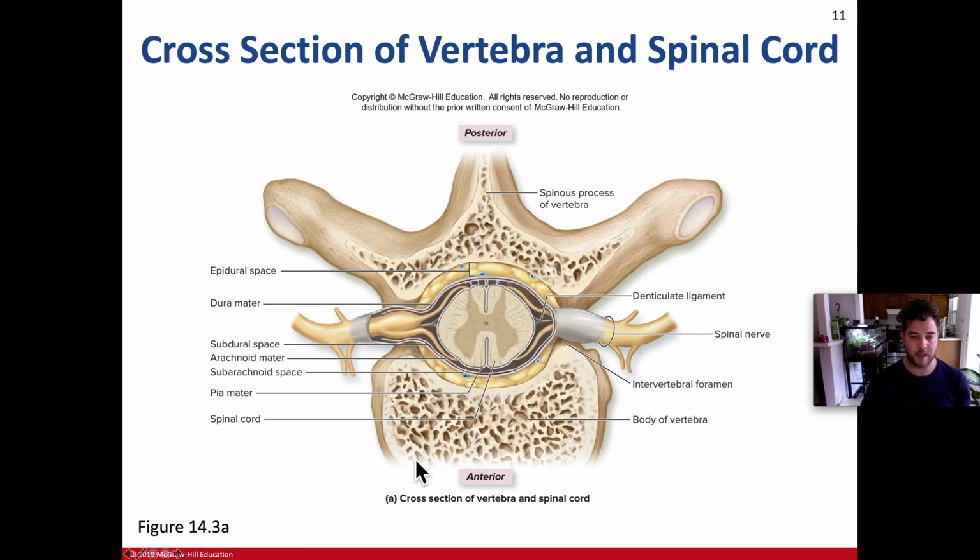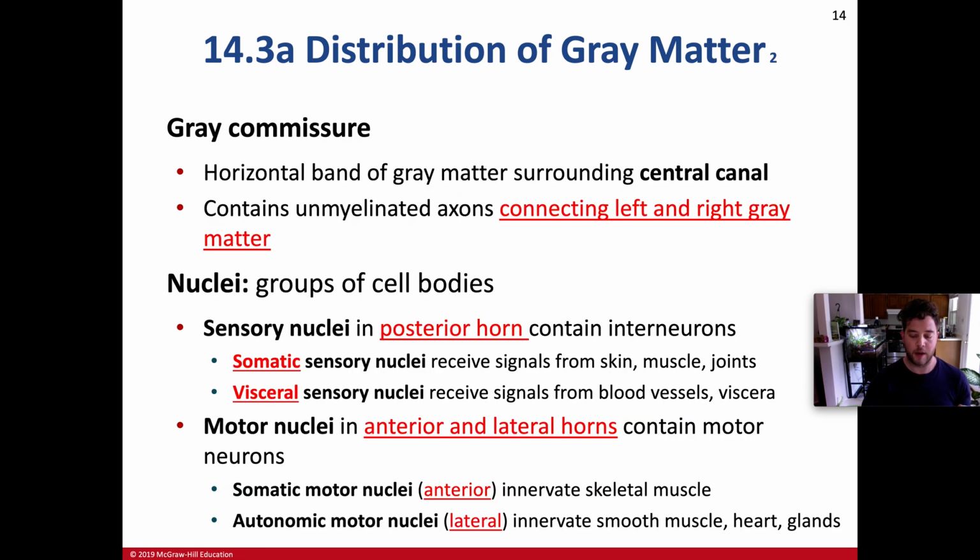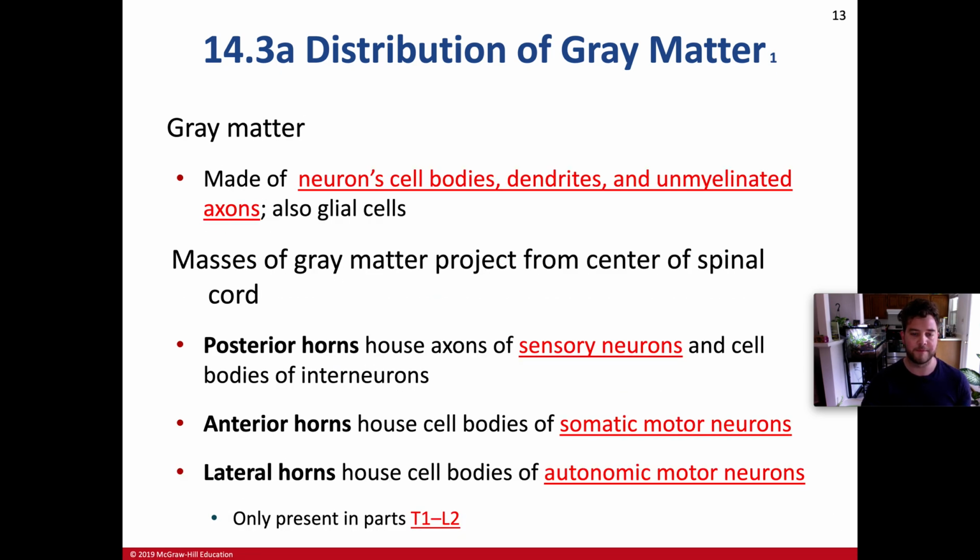So let's see, is it this one? No, keep going. There's a picture of all this in just a moment.